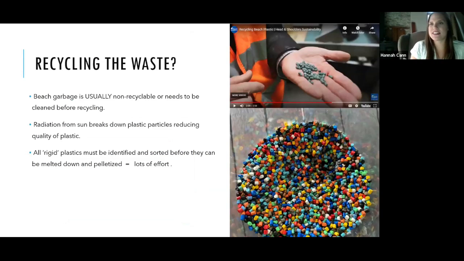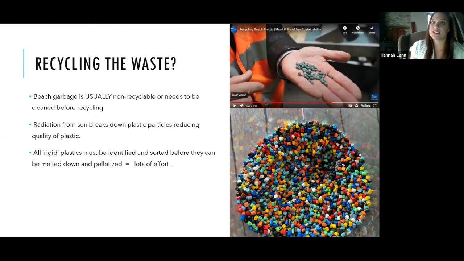Recycling all the waste that we find on the shoreline seems like a pretty obvious thing to do. We can identify a water bottle that blows up on the beach. Oh, it's a number 2. It can be recycled, right? Well, actually, that's not always the case. So beach garbage is usually non-recyclable or needs to be cleaned heavily before recycling.